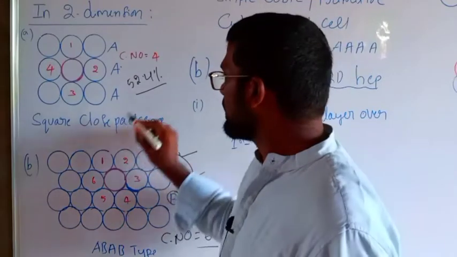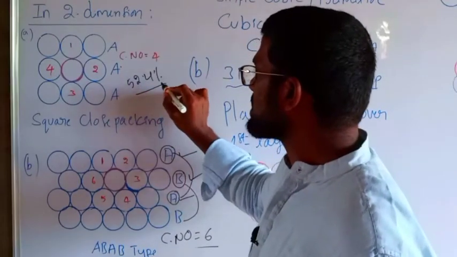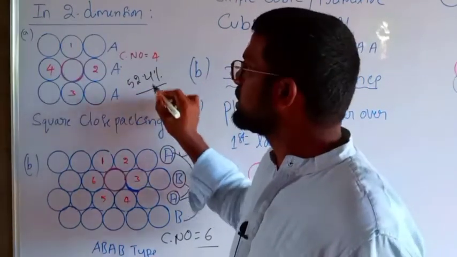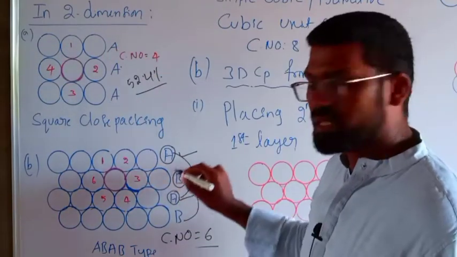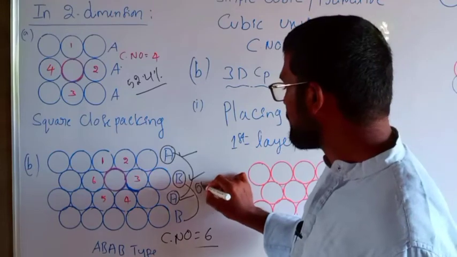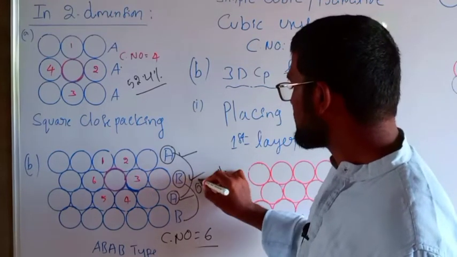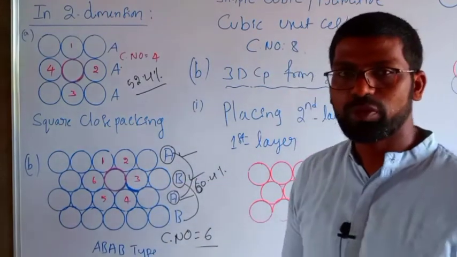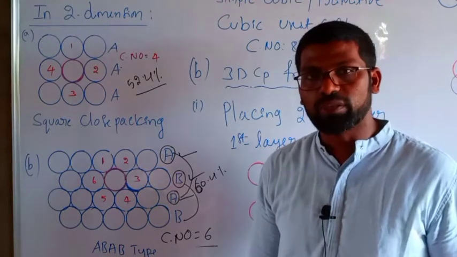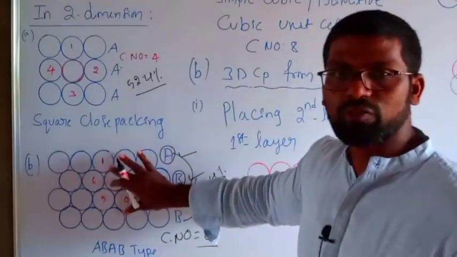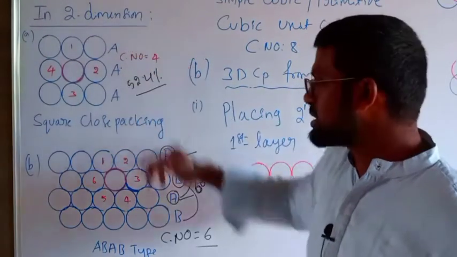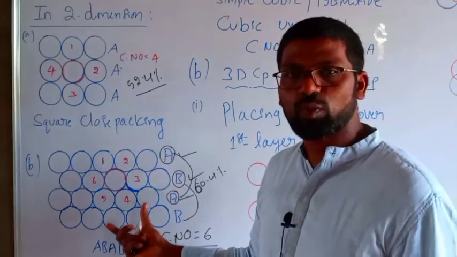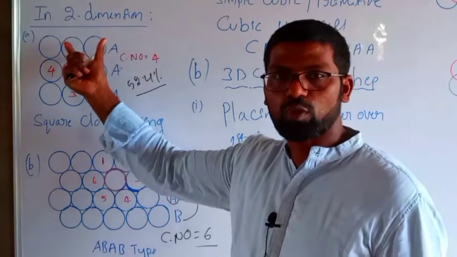Practically it was observed that only 52.4% of space is occupied due to two-dimensional square packing arrangement. Whereas in hexagonal close packing, 60.4% of space is occupied. That means it is more perfect in comparison with square close packing. That means hexagonal close packing is more efficient than square close packing.